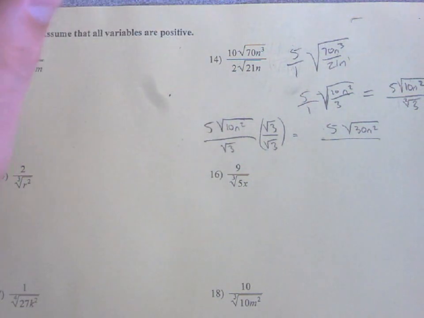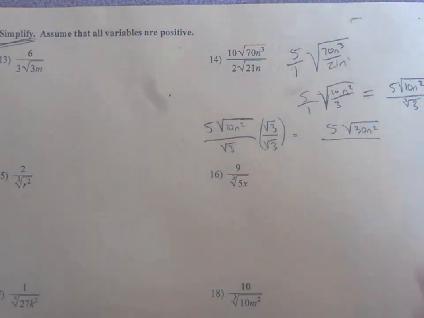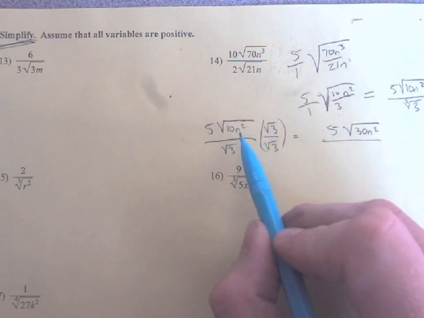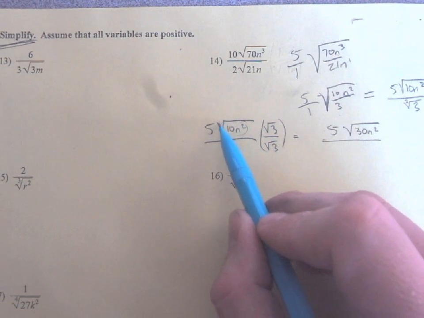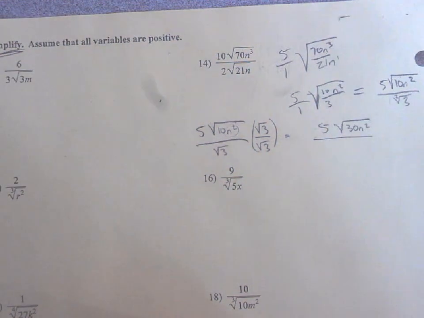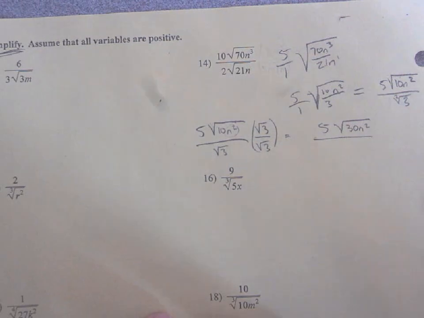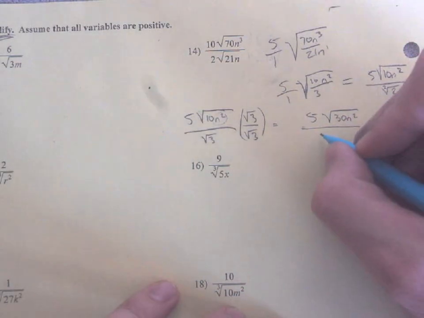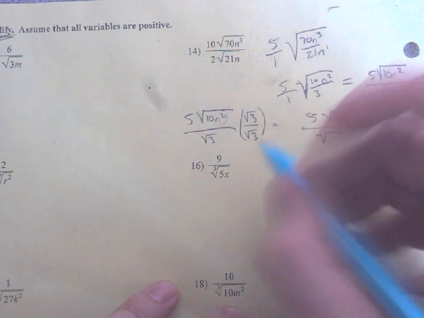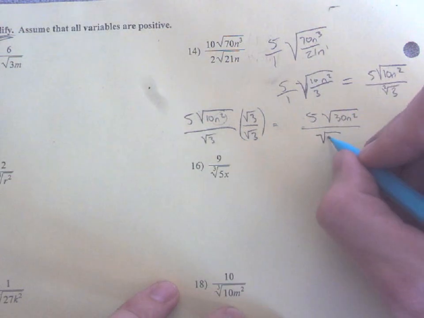Actually, let me backtrack just for a second. I just misspoke. Notice I have an n squared, and this is a square root. So in the next step, let's take care of that. We'll do it at the same time as the bottom. We could have taken care of that earlier, but that's okay. Now on the bottom, we have a square root of 3 times 3, or 3 squared.